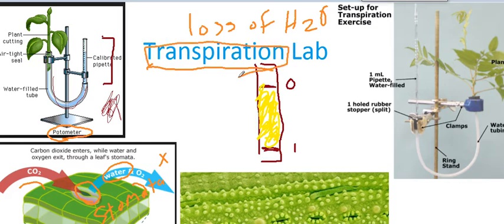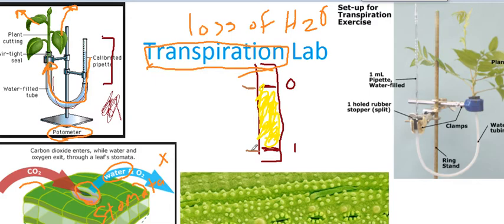So the way this works is that if water is lost through the leaf, and water moves that way, then the amount of water in this tube should go down over the course of time. Now, I will tell you that the amount it goes down cannot be above 1 milliliter. In the 9 years I've taught this class, not a single group had their water level go from the top all the way to the bottom. It just wouldn't happen, not in the amount of time we had.